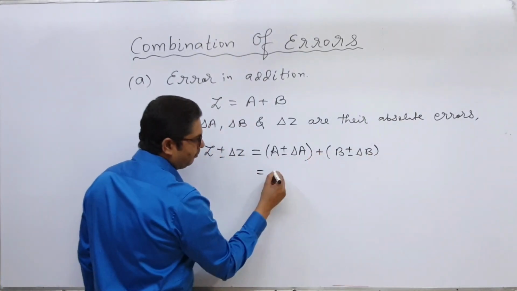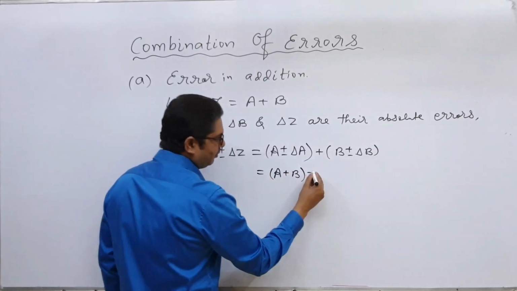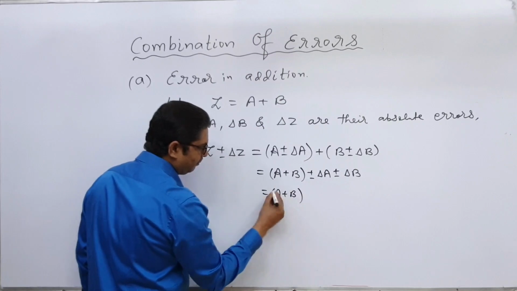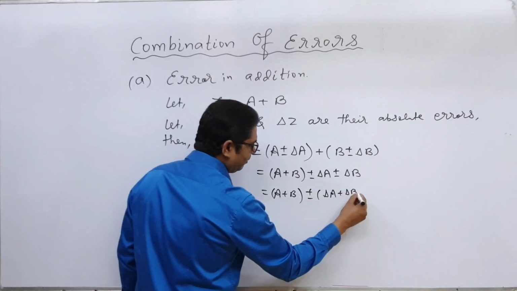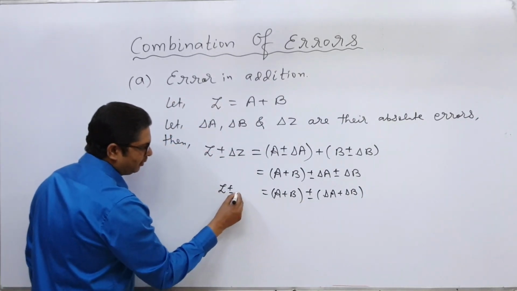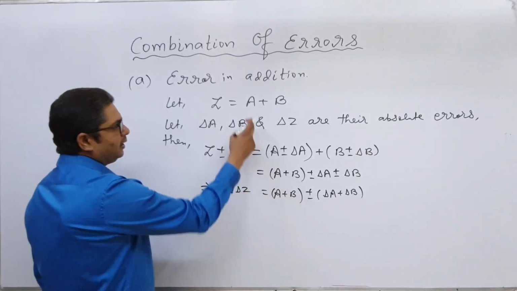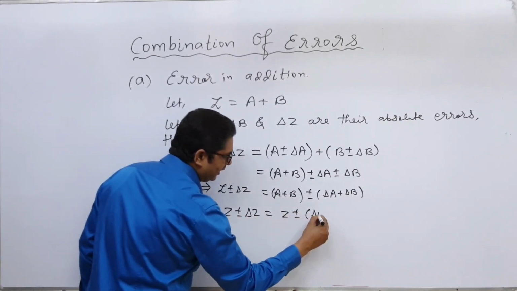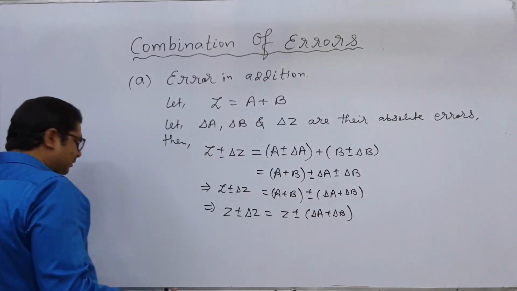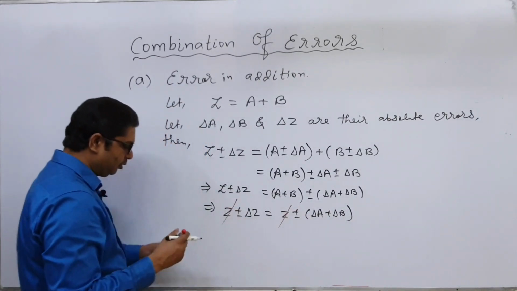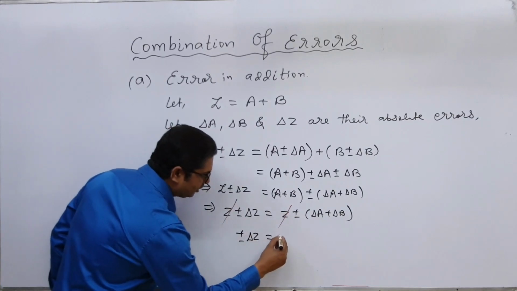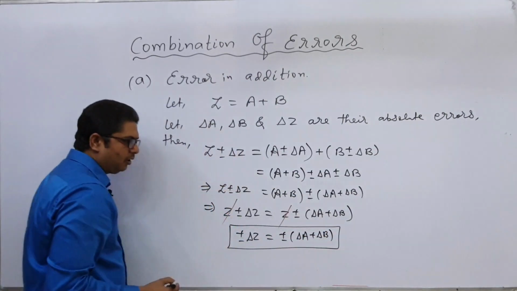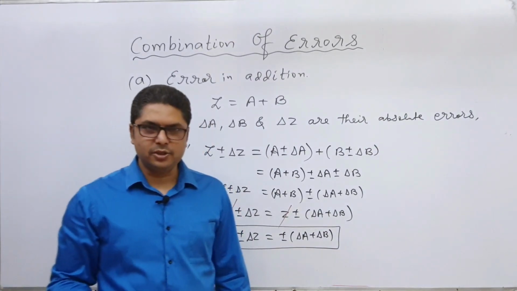Now you can arrange A and B like this, A plus B, so you have plus minus delta A plus minus delta B. Now take out plus minus, so you have A plus B, here plus minus delta A plus delta B, and on the LHS side you have Z plus minus delta Z. Now A plus B can be written as Z. So you have Z plus minus delta Z is equal to Z plus minus delta A plus delta B. Now we cancel out this Z. So you have plus minus delta Z equal to plus minus delta A plus delta B. This is the equation for absolute error involving addition.